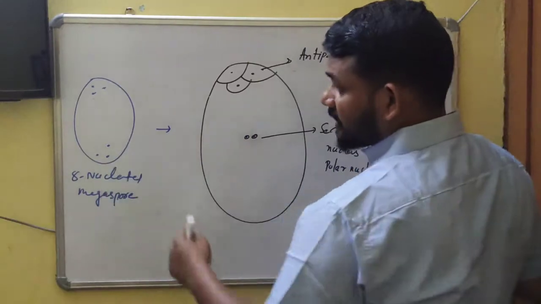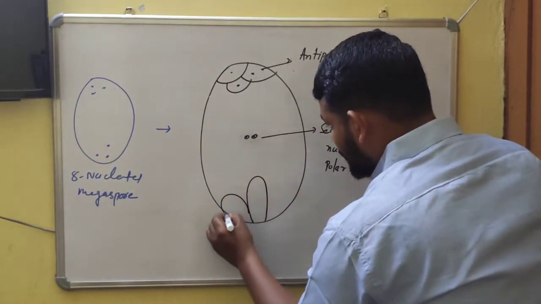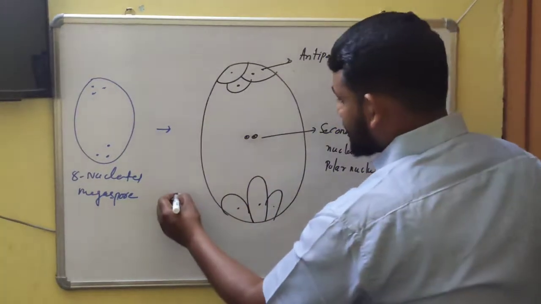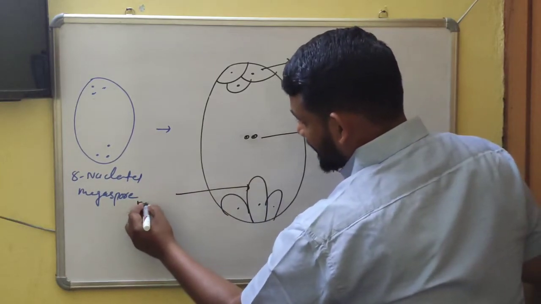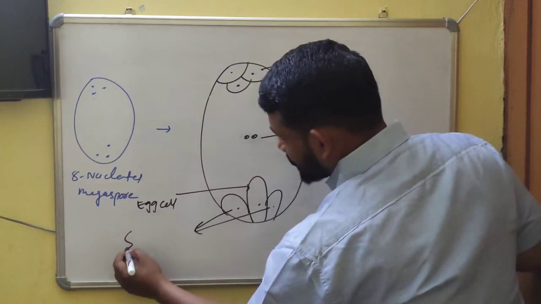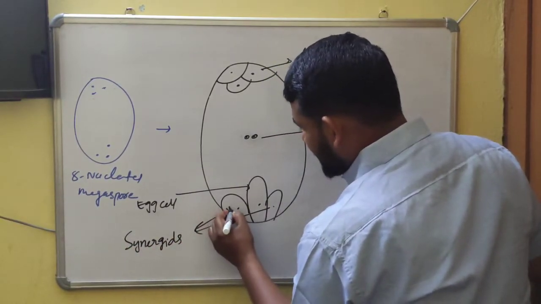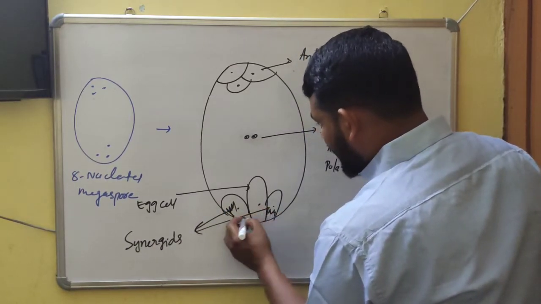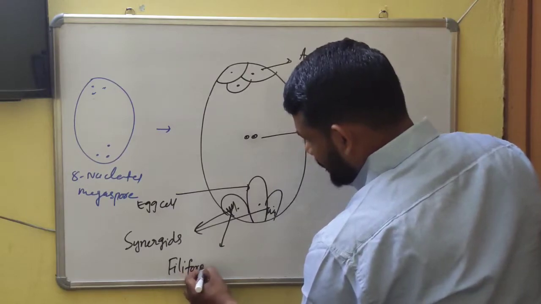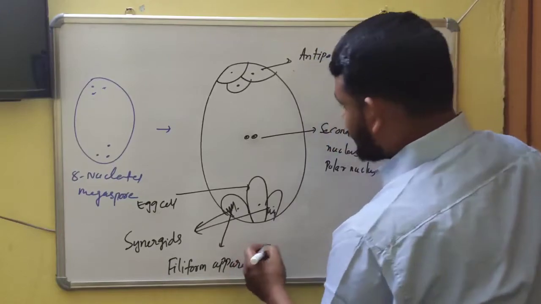And here also there are 3 nuclei, and these 3 nuclei also develop into proper cells, and these 3 cells are called the egg apparatus. Here the largest cell is called the egg cell, and these two cells are called synergids. These synergid cells have some finger-like projections, and these finger-like projections are called the filiform apparatus.